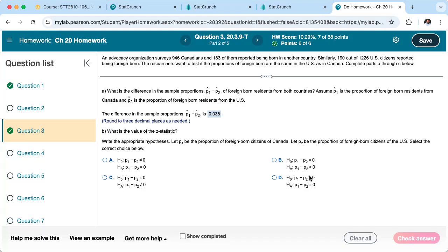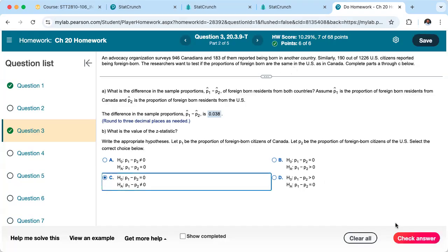Good. So it means that you have been able to improve your chances of guessing, but I don't recommend you to guess. I just needed you to be able to rule out certain things when you have multiple choice. So here we agree that the null hypothesis is equal to and the alternative is not equal to, because the researchers want to test if they are the same. The alternative is that they are not the same. So that is C.